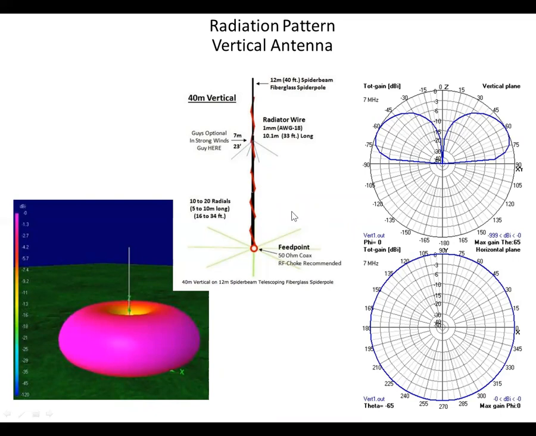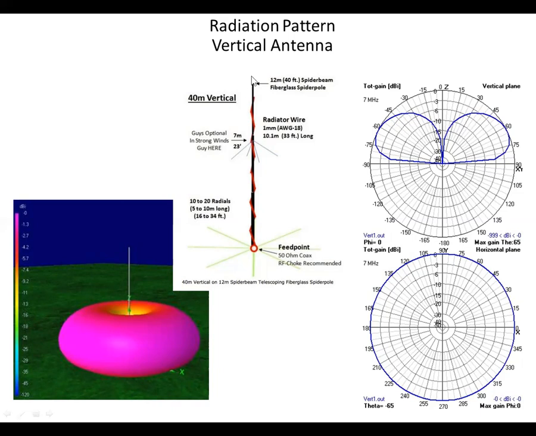Now this particular antenna, let's see what they're talking about. Here's the feed point where your coax comes in, 50 ohm coax. And then these are the radials that go out into the ground or on the ground. Usually looking at 10 to 20, anywhere from 5 to 10 meters in length. Have to have some sort of a support system, some guy wires. The radiator wire, they're using 18 gauge, and it's 33 feet long. And then 12 meter or 40 feet spider beam fiberglass spider pole.